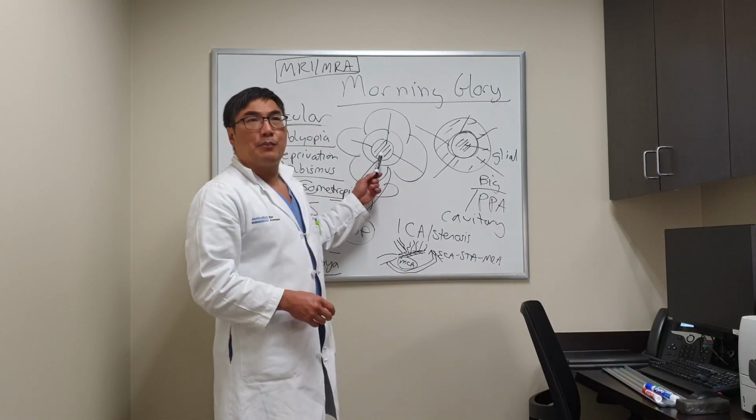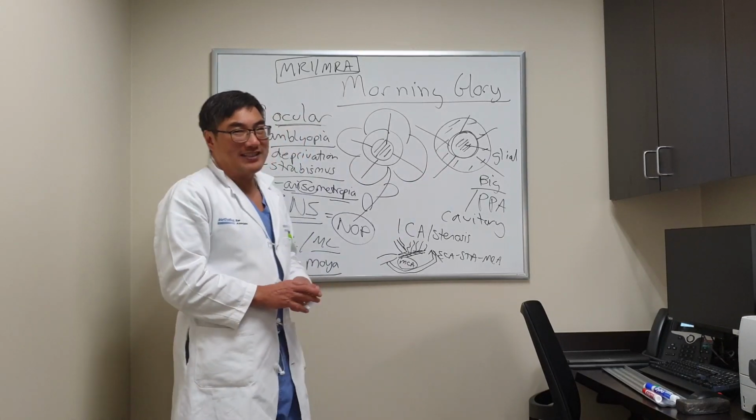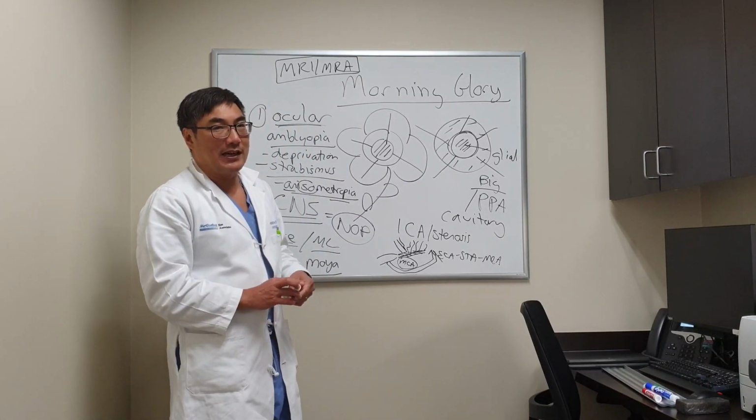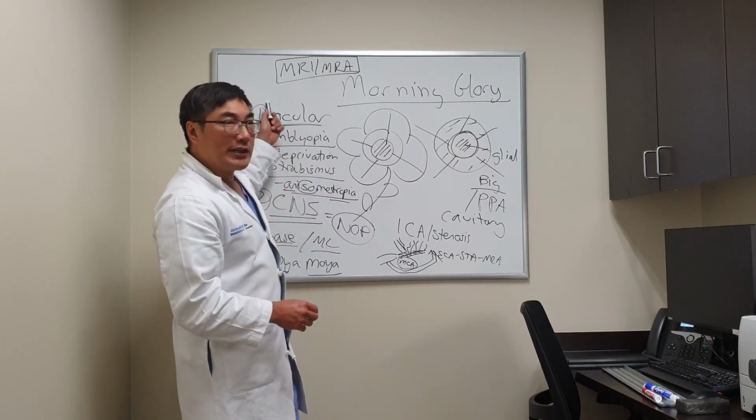And go look up what a morning glory flower looks like. It looks pretty much like the morning glory cavitary disc anomaly. And don't forget to image it and also treat the amblyopia.